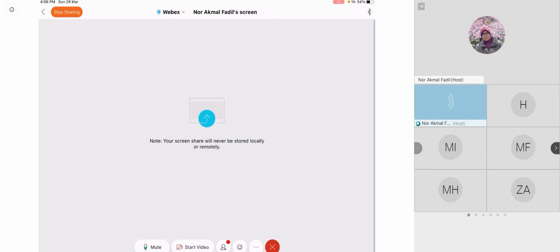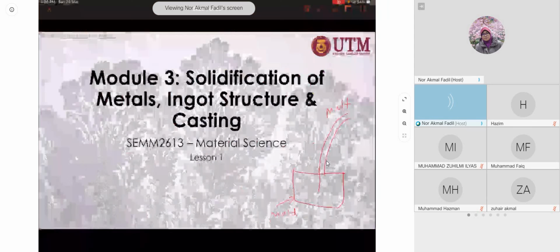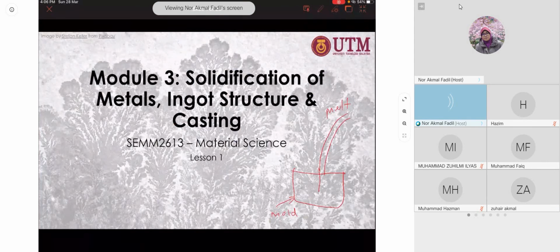Yang fikir tu orang tak nampak slide. Tak nampak slide. Dia slow sikit. Nampak dah? Tak nampak lagi. Nampak. Oh, okay. Alright.